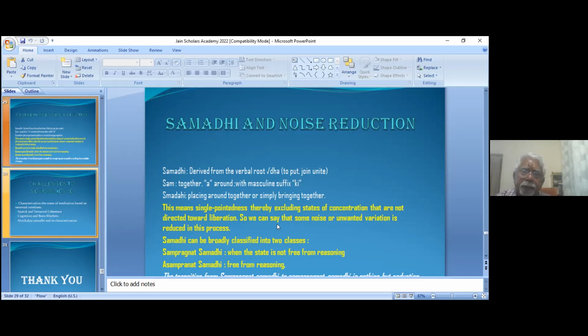Again, samadhi can be classified into two broad classes. As I told, samprajnata samadhi and asamprajnata samadhi. Or you can think of nirvikalpa samadhi or savikalpa samadhi. And the great challenge to neuroscientists is how we can get the imprint of nirvikalpa samadhi and savikalpa samadhi. It reminds me of a beautiful example given by Ramakrishna Paramahansa, an example of nirvikalpa samadhi. He said, think of a doll made of salt, and the doll wants to measure the depth of the ocean.